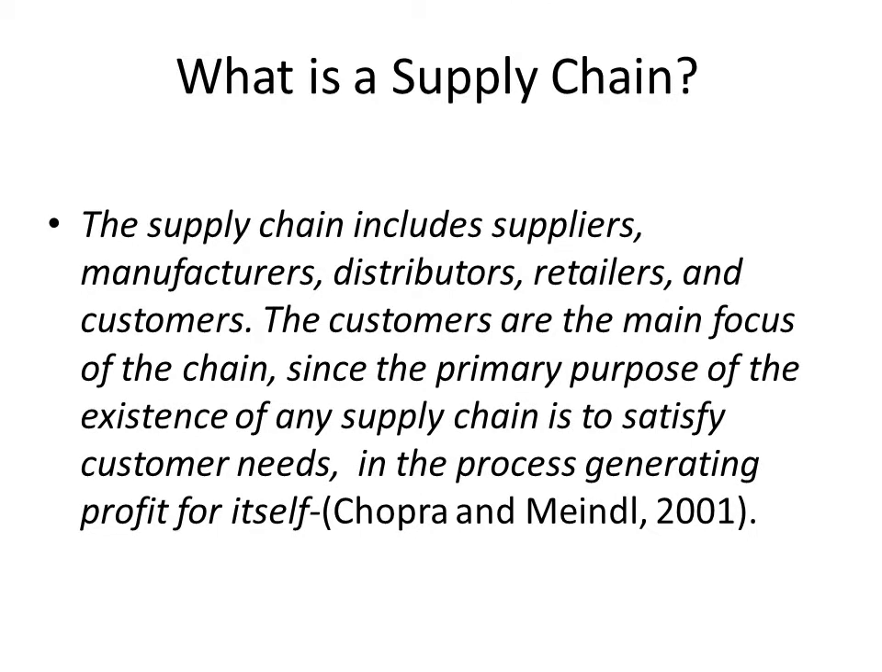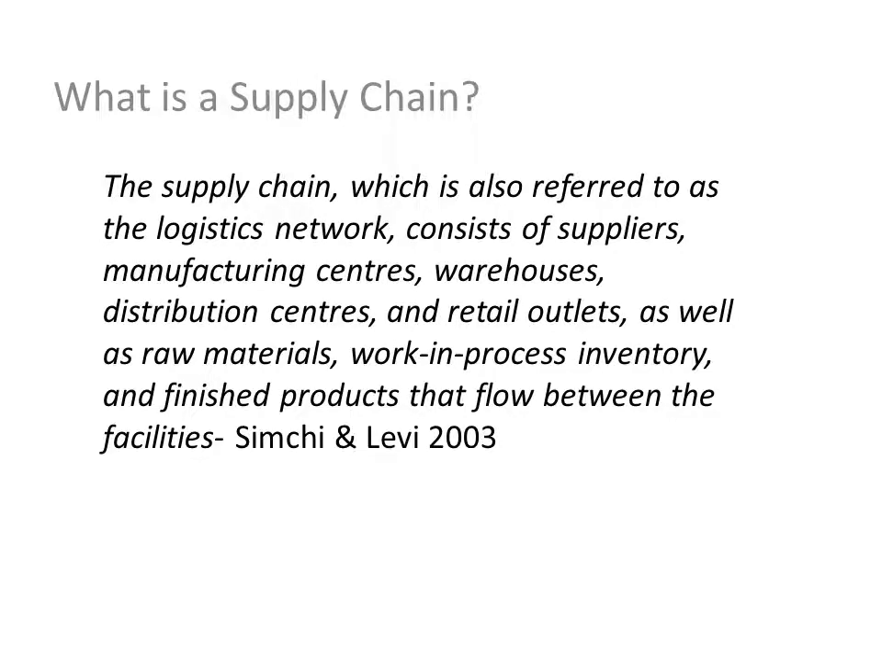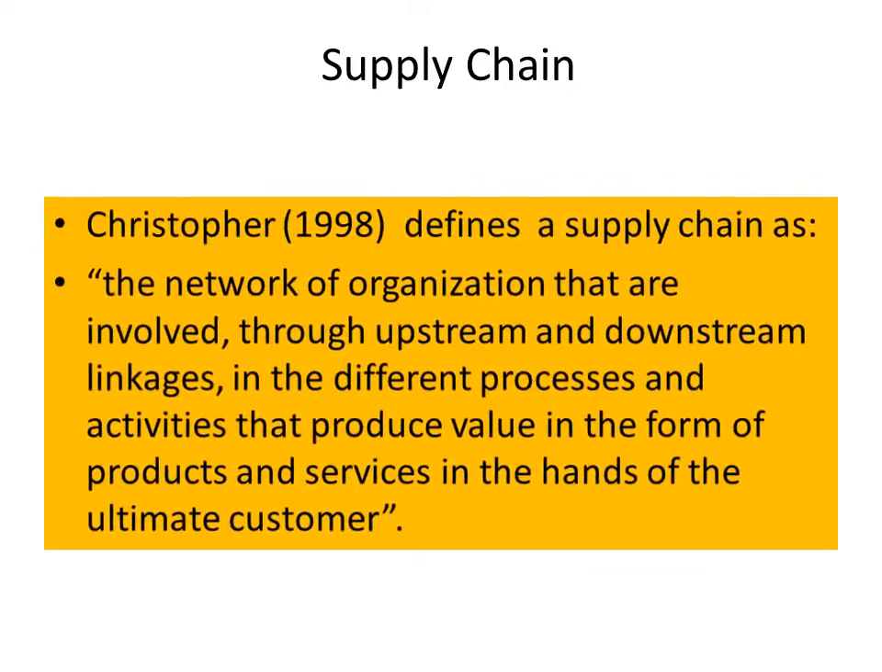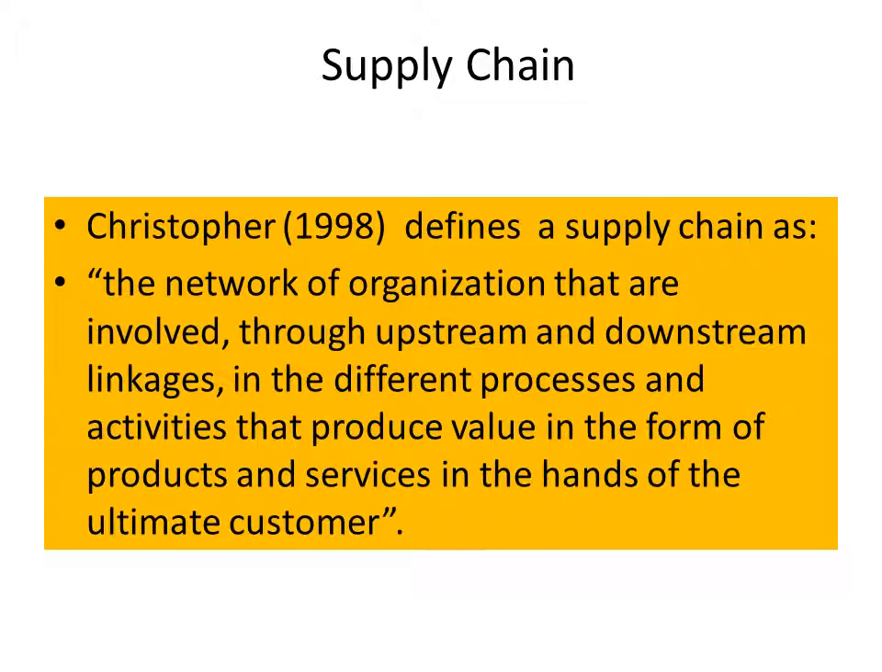Another definition there from Shopper and Mendel, suppliers, manufacturers. It's not my favourite, but again, personal choice. Another definition there from some of the well-known textbooks: network involved upstream, downstream linkages in the different processes that produce value in the form of product. So that's the definition I would personally learn. It's easy to remember, I think, because if you remember the upstream and downstream bit, and then we've got links, processes, activities, so I'm afraid it's simply to learn.